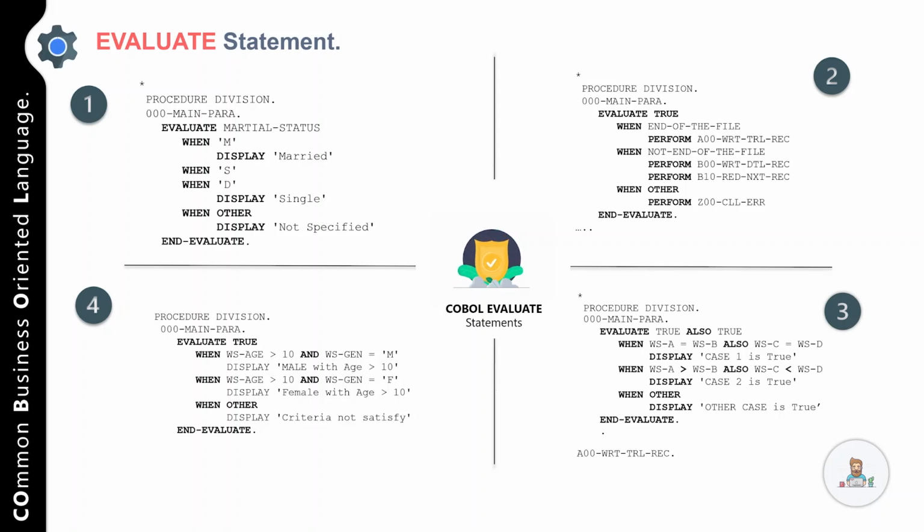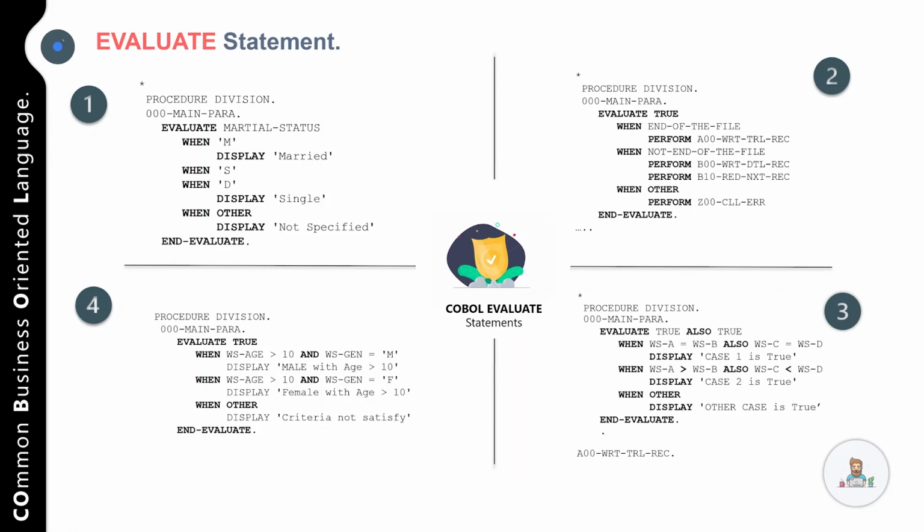Now let's look at our third example. In this case again we have an evaluate statement, but here we have evaluate true also true. That means we are validating two conditions simultaneously. If you notice the first one, we are checking if variable A is equal to variable B and also, at the same time, variable C is equal to variable D. In that case we're going to display case 1 is true. And similarly we have other cases or conditions defined.